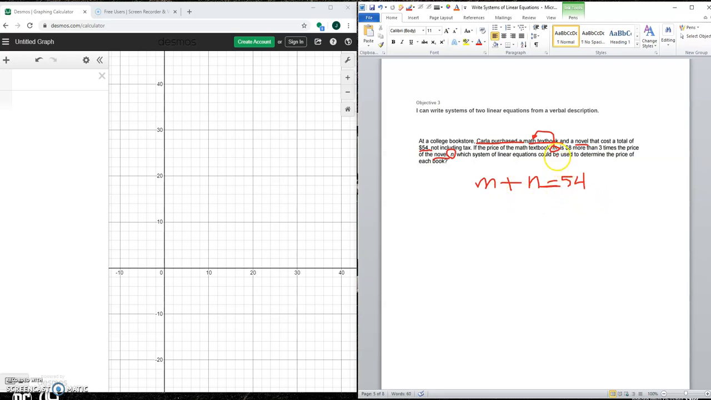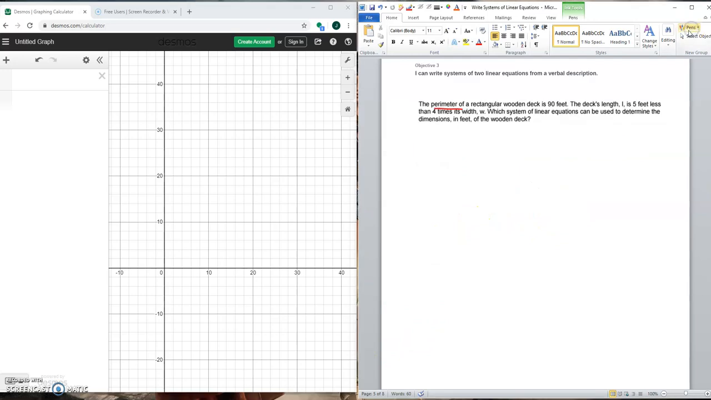Your next equation, though, is going to rely on this one. You see where it says m is, math is equal sign, okay? So remember that. So m is $8 more. Whenever you have something like $8 more, $8 less, something more, something less, I always tell the kids to put it here at the back, so plus 8. And then whatever it says here is what you write in here in the front, and it says 3 times the price of the novel. So 3 times the novel. And that's it. Those are your two systems of linear equations.